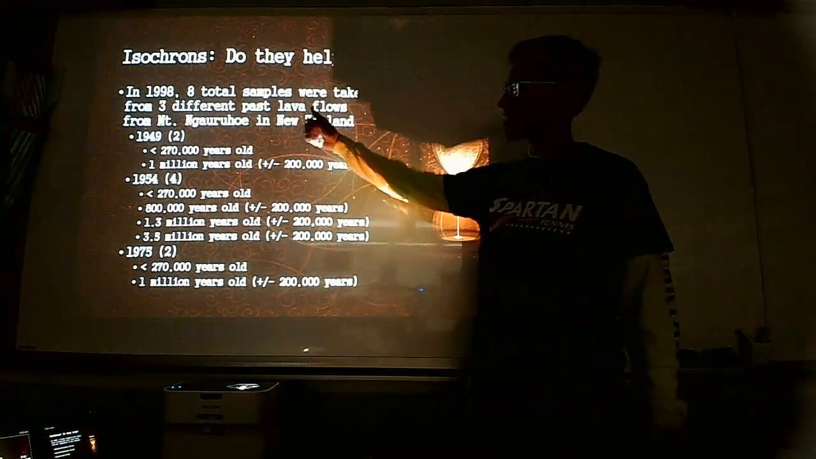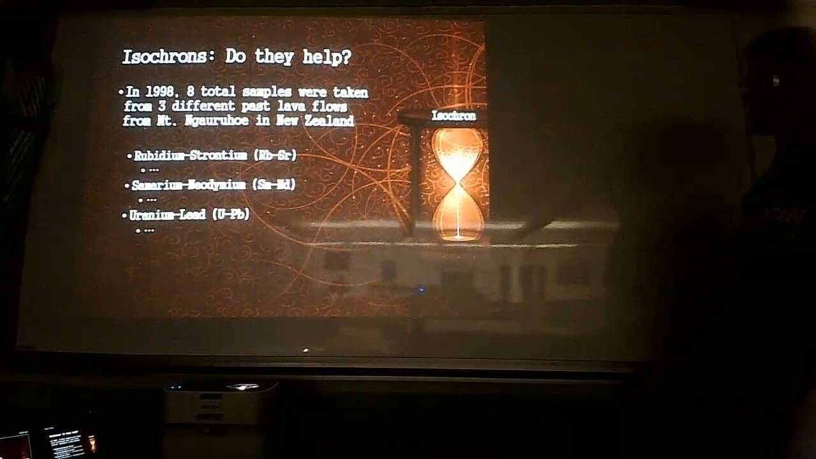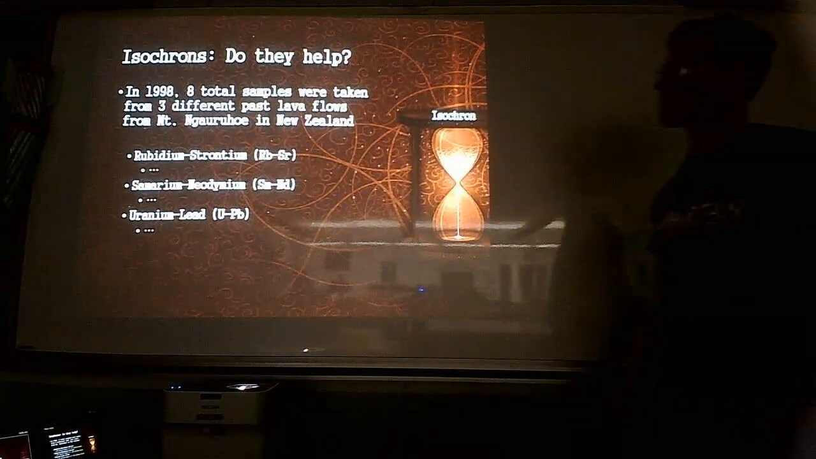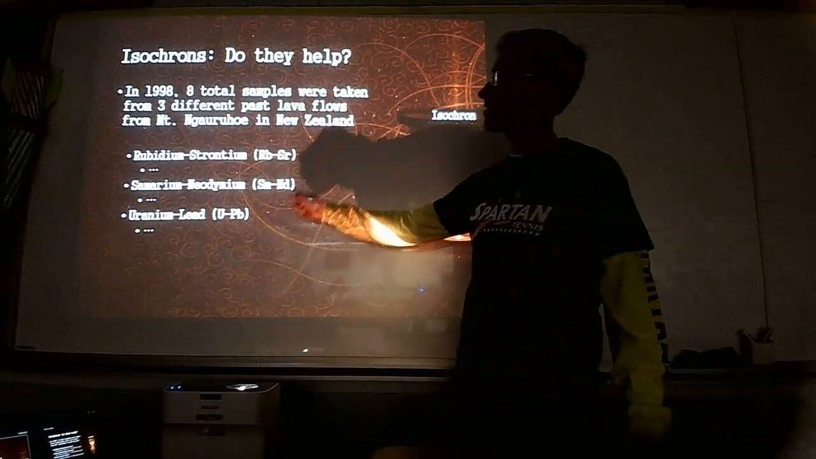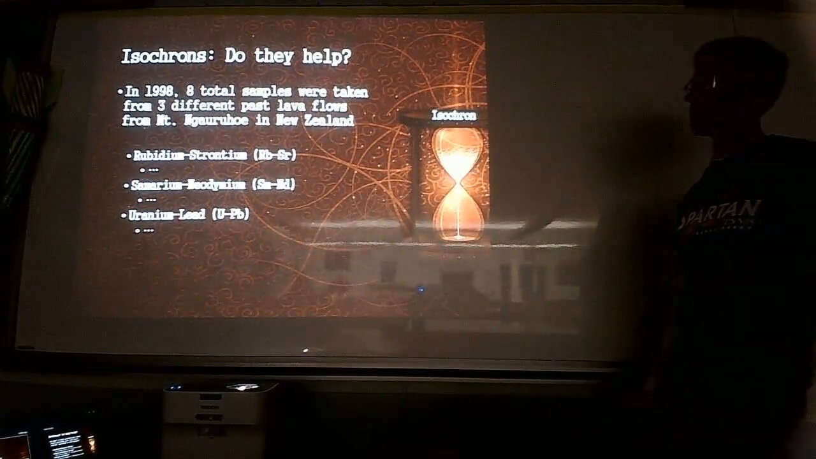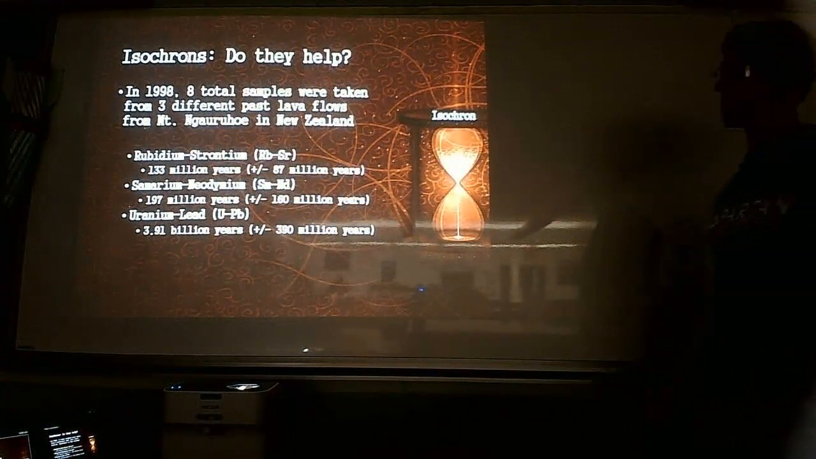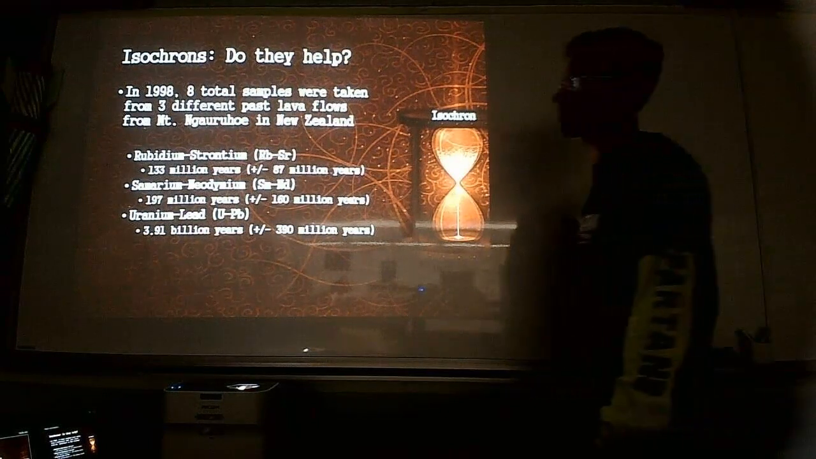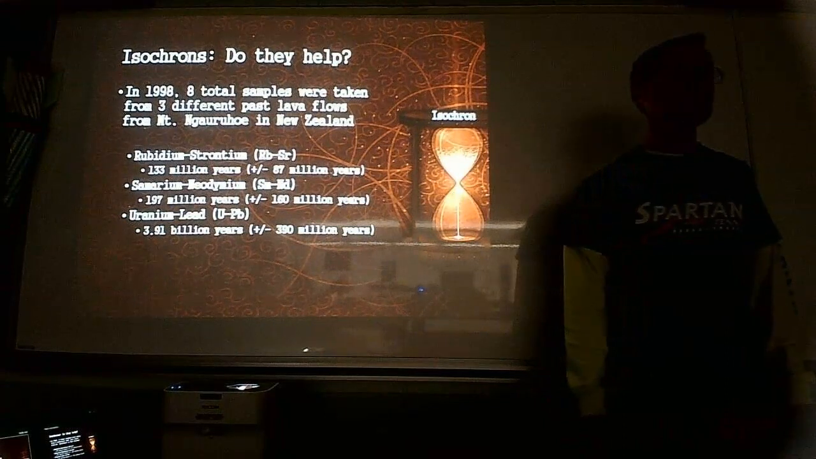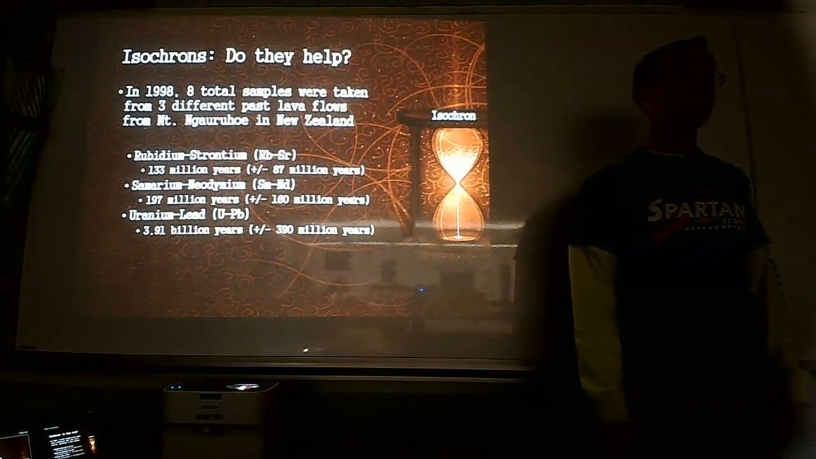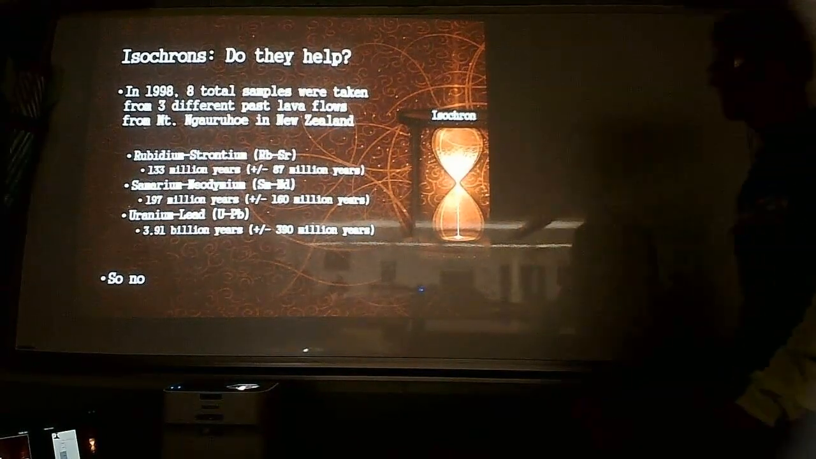So we've got several 100,000 years up to about 3.5 million. So let's see what happens with the isochron method. Same lava flow from the same mountain, and when we use these methodologies in order to date them with the isochron method, we get 133 million years, 197 million years, and 3.91 billion years. So, does this really help things? No, it doesn't. And enough of that.